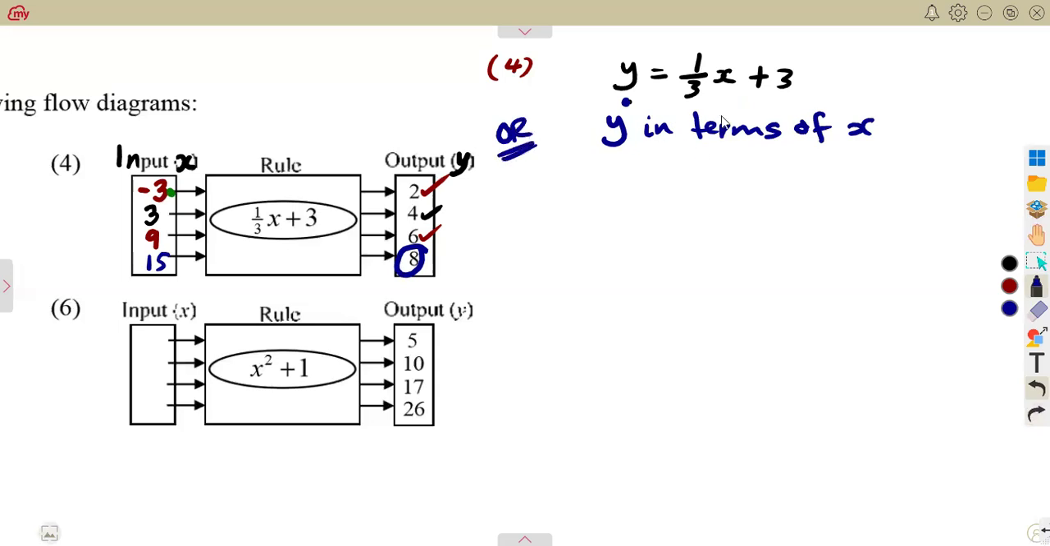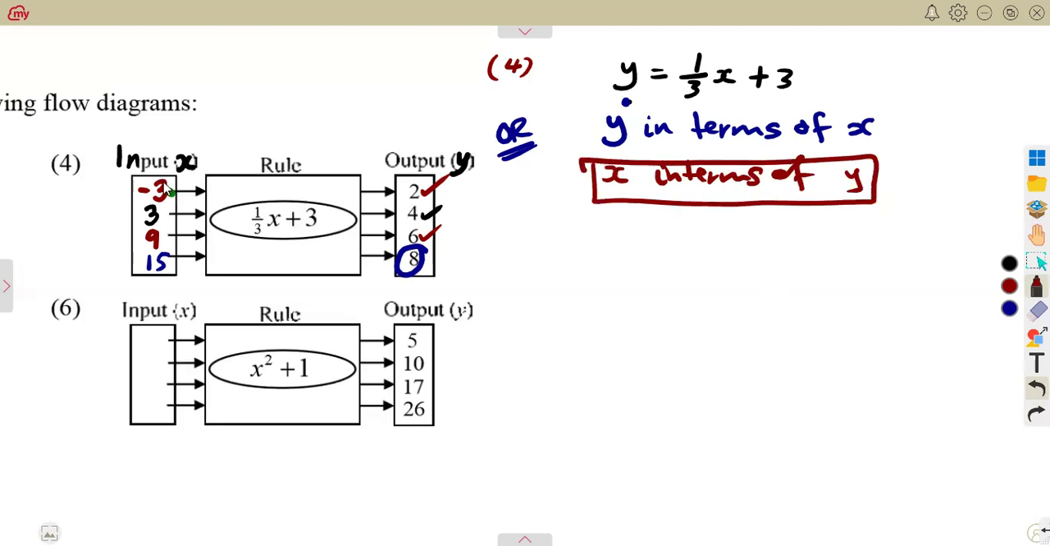So what if I write this in the other way, x in terms of y? What if we do that? Write x in terms of y. Why write x in terms of y? Because we need to determine x, which is the input. So you can change this equation and write it as x is equal to something in terms of y, that has got y there. X is equal to. So how can we write that x is equal to?